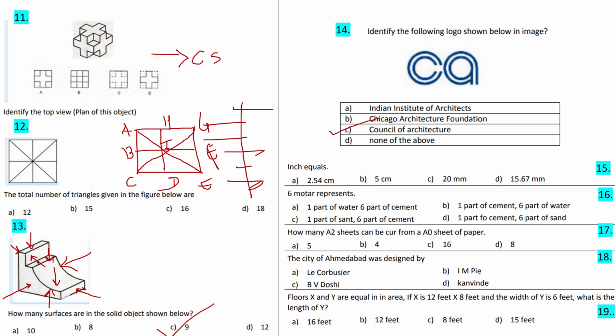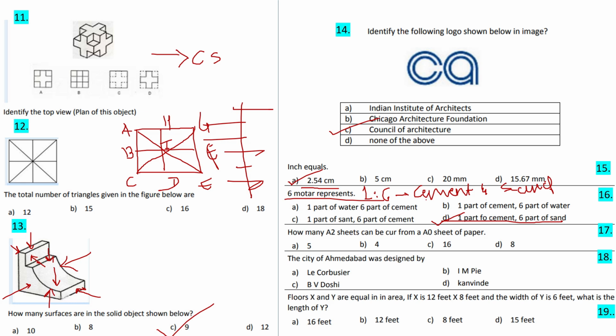An inch equals 2.54 centimeters. Then 6 mortar represents, you might not know it, a ratio of 1:6, and mortar is made by cement and sand. So you will need a 1:6 ratio: 1 part of cement and 6 parts of sand.